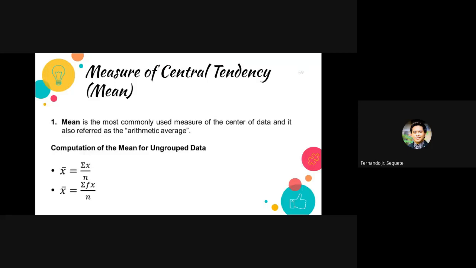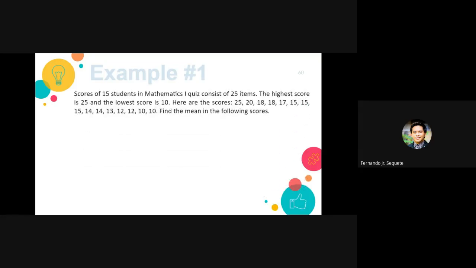Okay? So again, for the ungrouped data, this is the formula or equation that we used. And I gave you an example for that. We have scores of 15 students in a Mathematics 1 quiz consisting of 25 items. Please do not confuse 15 students and 25 items. You might put the 25 as the population or the sample. So please take note of that, focus and concentrate.